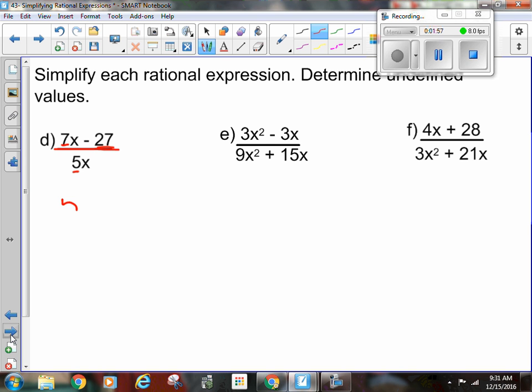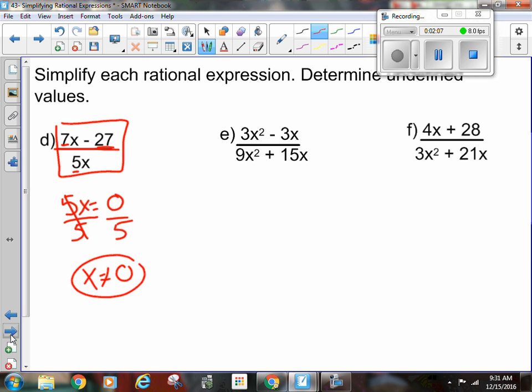And so now we just have our denominator. We set x equal to 0, divide by 5. So x cannot equal 0. And this is the simplified expression. Okay, so let's look at E.